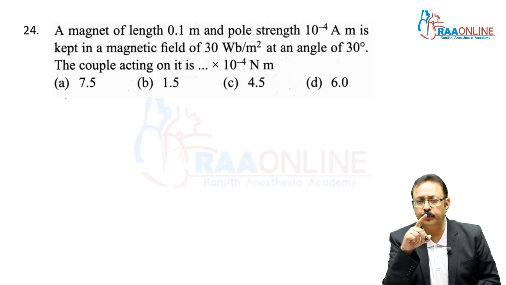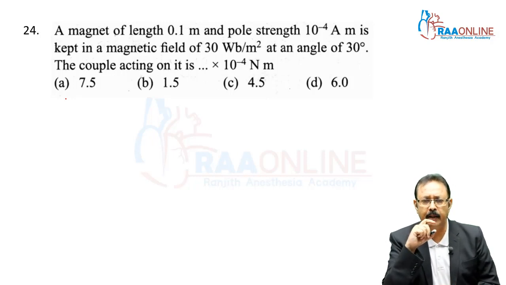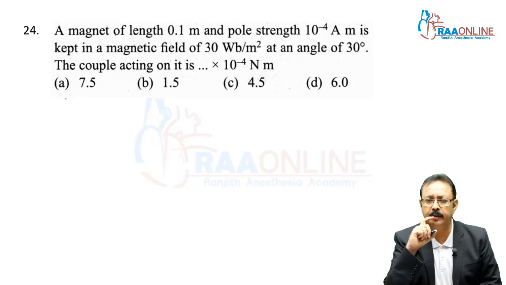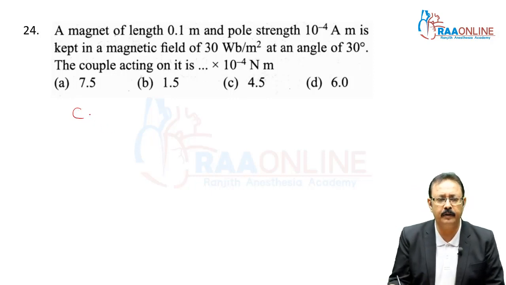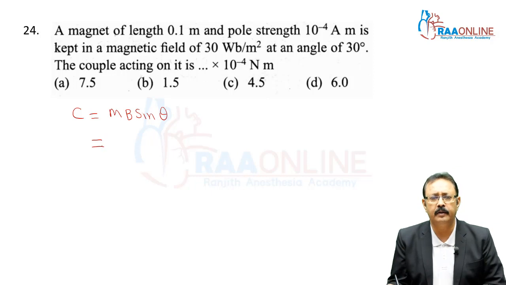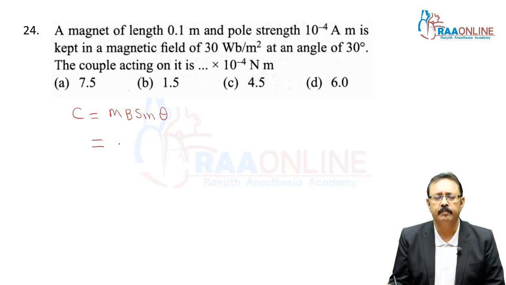Next, a magnet of length 0.1 meter and pole strength 10 to the power minus 4 ampere meter is kept in a magnetic field of 30 web per meter square, at an angle of 30 degree. The couple acting on it is, we know that the formula for couple, MB sin theta. So what should be the value of couple? M, magnetic moment, means pole strength into effective length. What is pole strength? 10 to the power minus 4. What is length? 0.1. Magnetic field, 30 SI units. Sin 30, 1 by 2. So it will become 15.